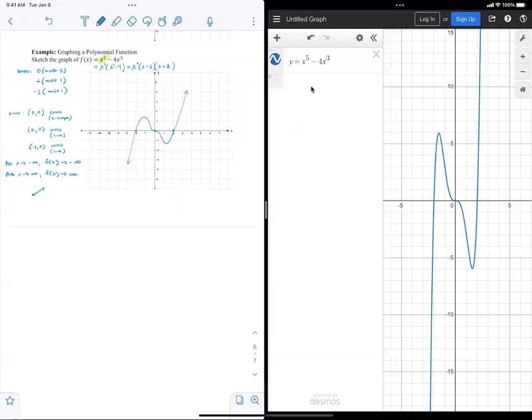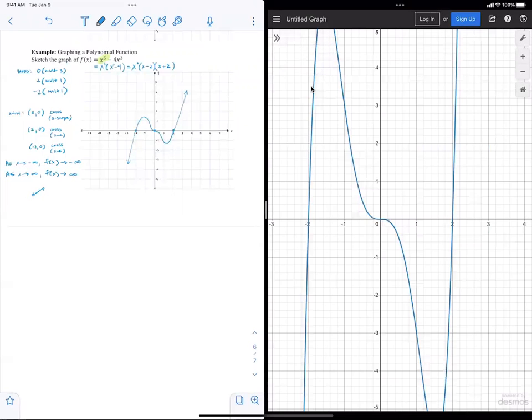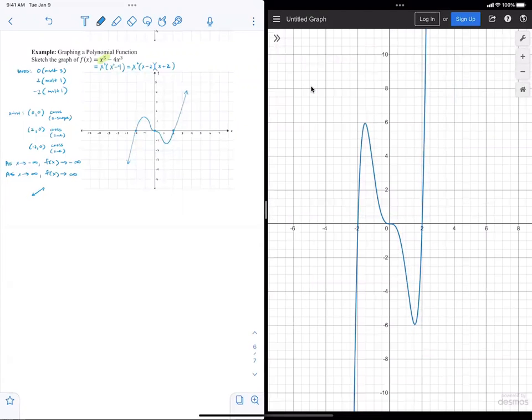So that's pretty good, right? That's what the graph looks like. We did pretty good. I even used the same color. Number 3 is the answer.